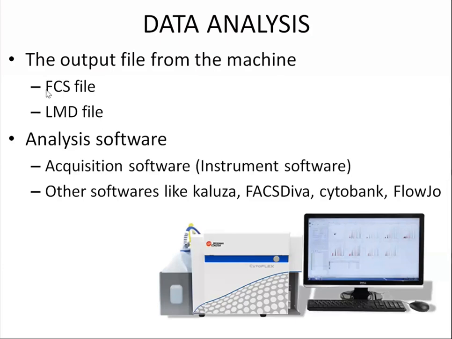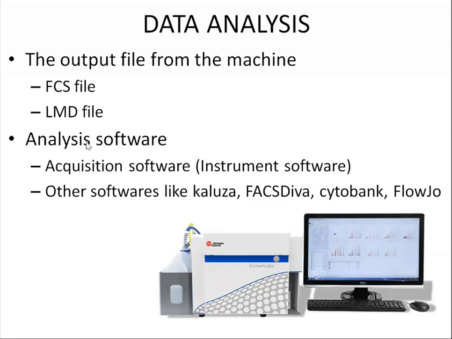I told you the expansion of FCS, which is flow cytometry standard file, which is the output file in most of the flow cytometers. And the other format is called list mode data file, which is the output file of certain instruments like Beckman Coulter Navios or FC500. So these two differ.